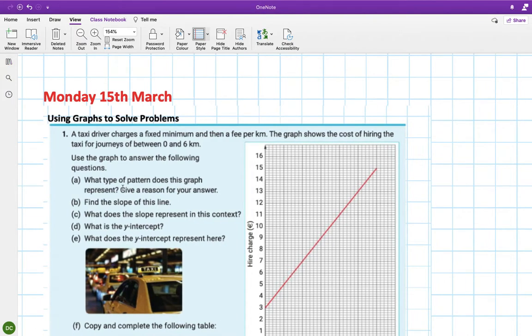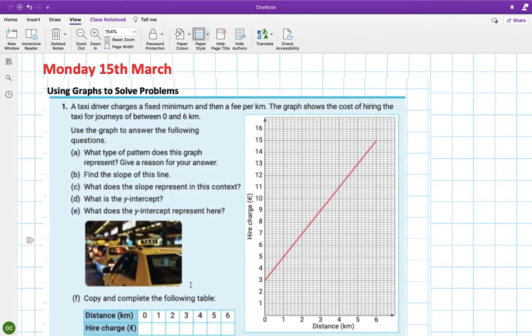Right, so this is finishing off chapter 32. Let's have a look at this. A taxi driver charges a fixed minimum and then a fee per kilometre. The graph shows the cost of hiring the taxi for journeys between 0 and 6 kilometres. Use the graph to answer the following questions.